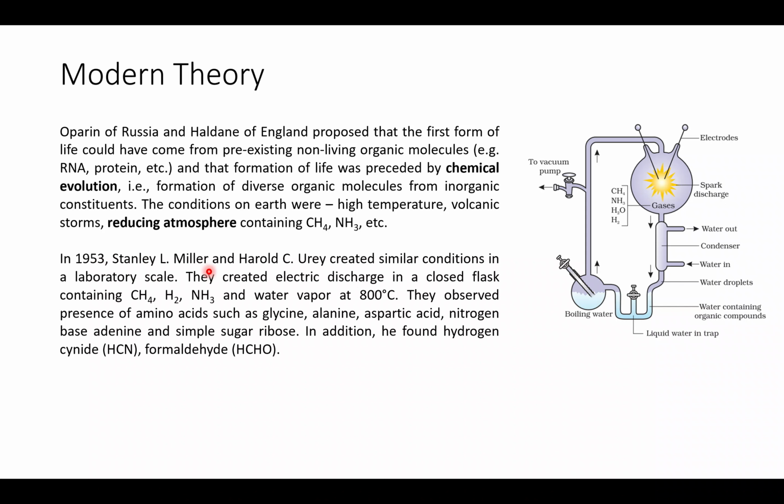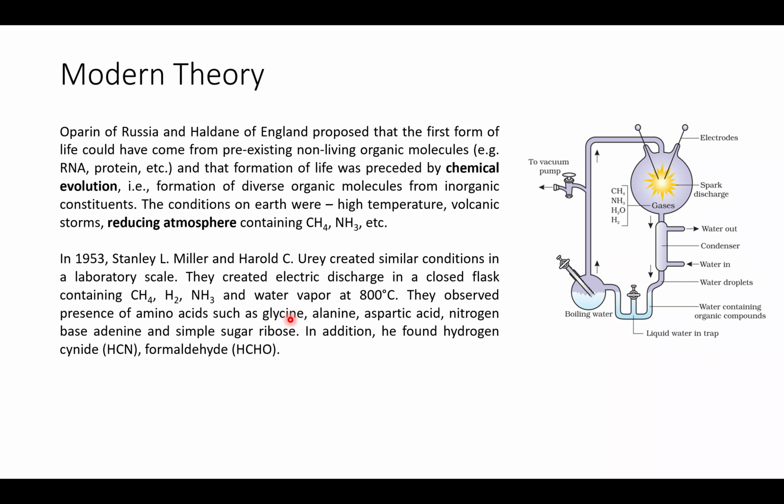in 1953, Stanley Miller and Harold Urey created similar conditions on a laboratory scale. On the right side, you can see this. They created electric discharge in a closed flask, which resembled the lightning during the primitive early Earth, the very high, continuous lightning going on. And the atmosphere resembled the reducing atmosphere containing methane, hydrogen, ammonia, and water vapor at 800 degrees Celsius, with continuous lightning going on. And when that water cooled down, they observed the presence of amino acids.